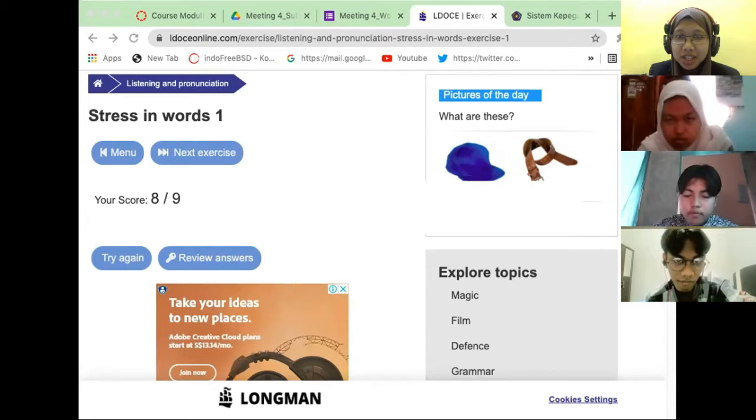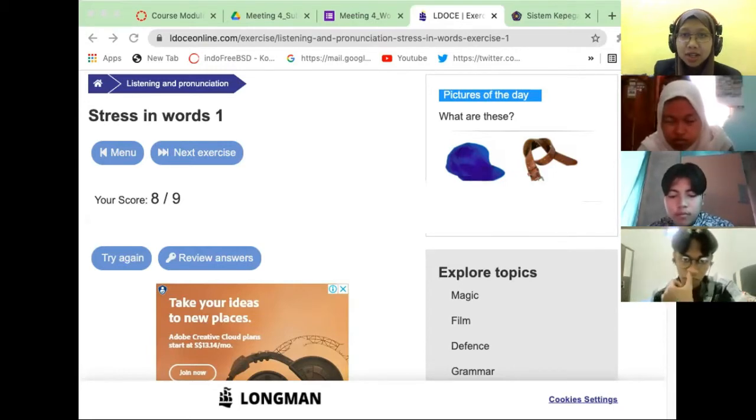Jadi ada yang sudah di-share, ada yang masih restricted begitu. Kalau di drive begitu ya susahnya.